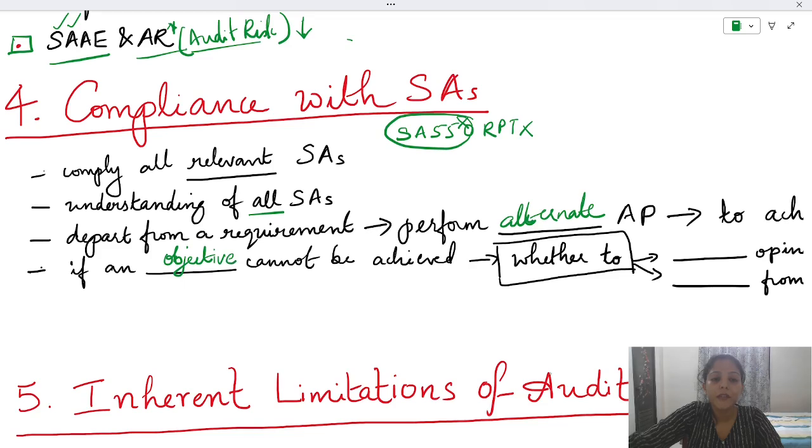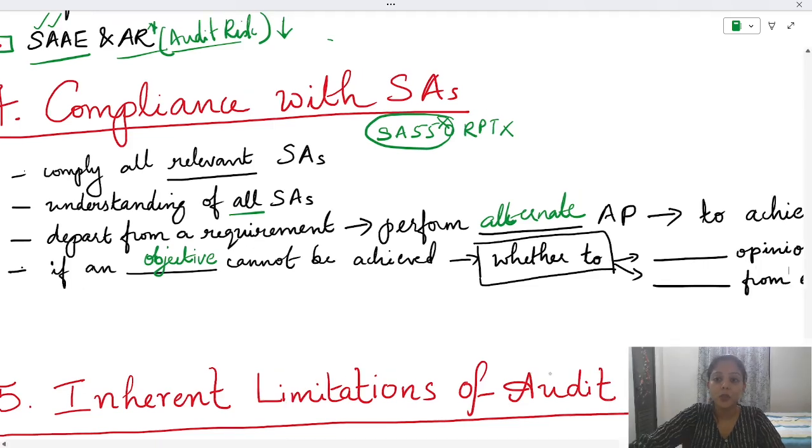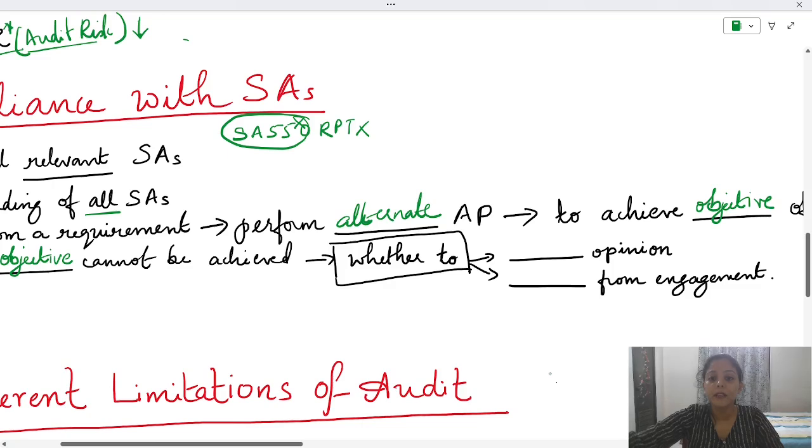So if one objective cannot be achieved, he has to either modify the opinion, which means the audit report he is going to give shall have some qualifications, or it is not going to be a clean report. Or the other option is that he has to withdraw from the engagement. He should not be there for the audit engagement. He should withdraw because the objective of the standard cannot be achieved. So whether to modify opinion or whether to withdraw from the engagement.